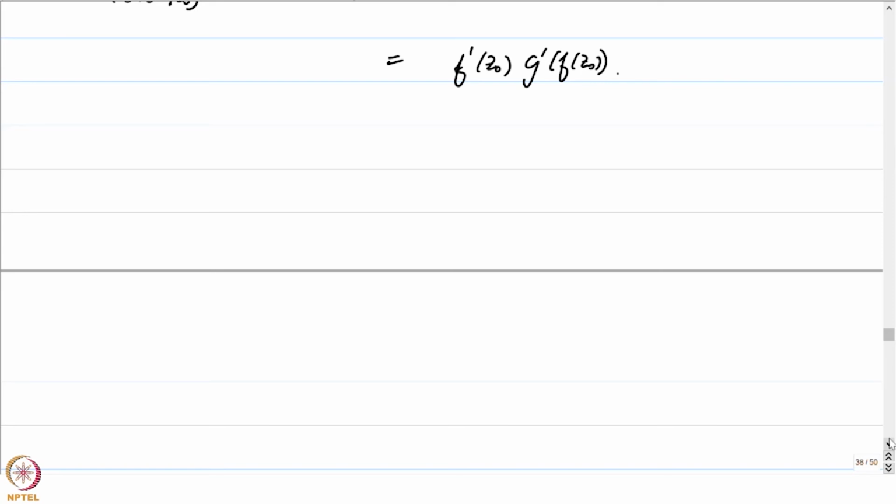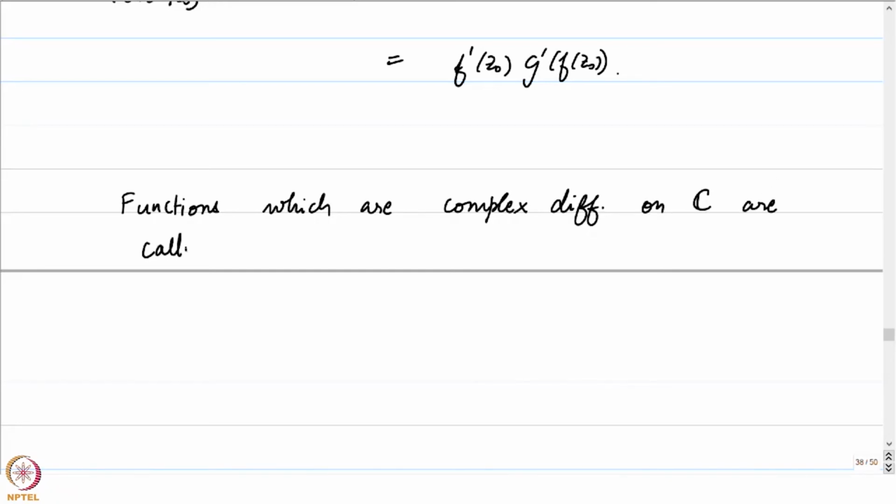Functions which are complex differentiable on the entire complex plane are called entire functions. So let me just note that down. That's a special name given to functions which are complex differentiable on C, the entire complex plane, called entire functions. So the example which I gave above, z going to z to the power n, is an entire function. We just checked that above, isn't it?